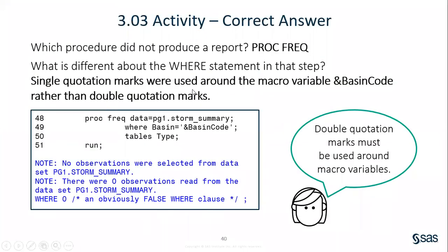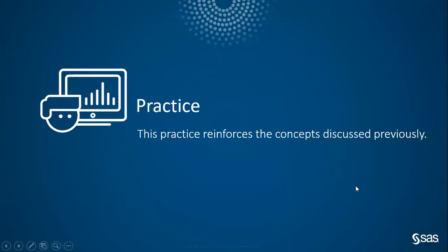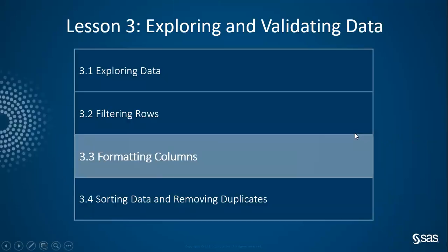It's telling single quotation marks were used around the macro variable &basincode rather than double quotation. That's why it did not resolve. So double quotation marks must be used around macro variables. That's it, and an exercise. So I leave this exercise and some of the demo part for you as self-study. Please revise this topic and we can meet in our next class starting with the topic called formatting columns.